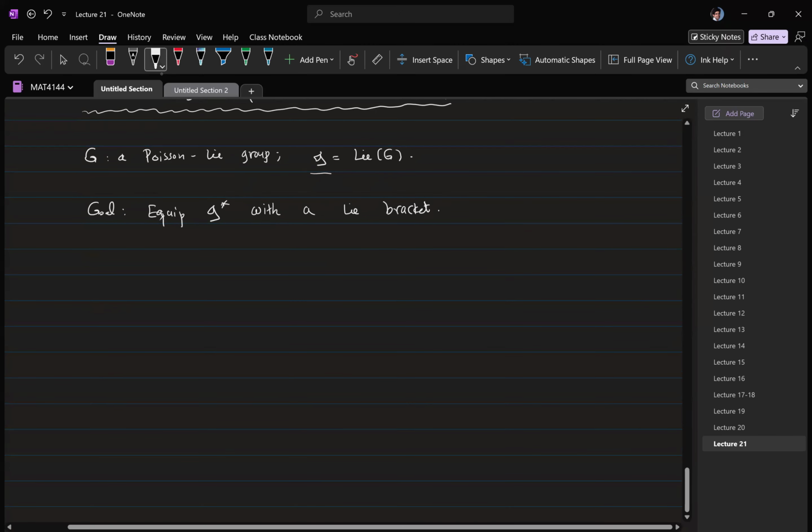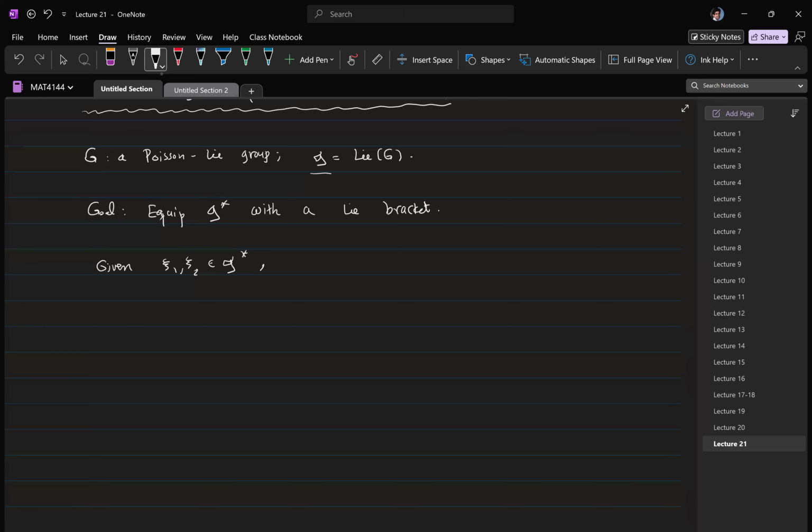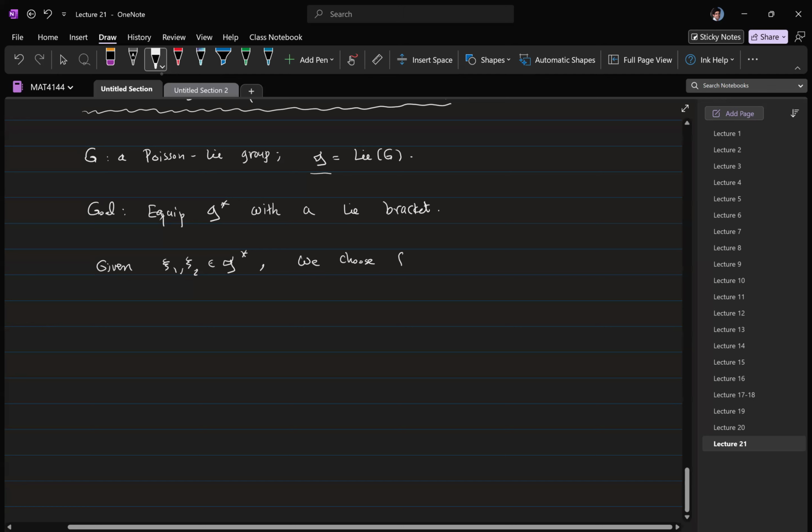Okay, so what we do is, given, say, I'll call them C1 and C2, just some elements of G star. So we pick functions on capital G whose derivatives are these guys. So we choose some F1 and F2 in C infinity of capital G.